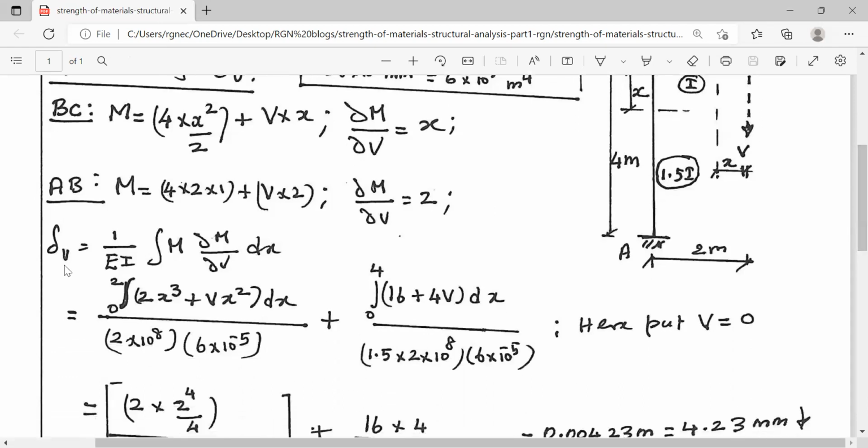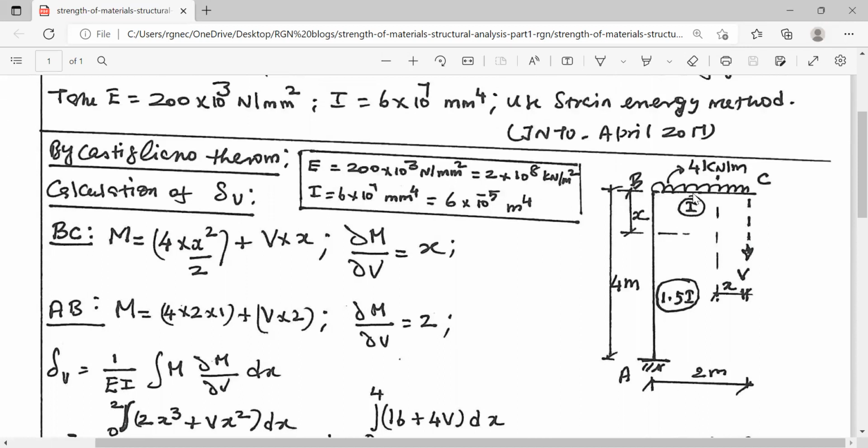Now we will apply the Castigliano's theorem. 1 by EI into integral M into dM by dV into dx. So you apply this for the portion BC as well as AB. For the portion BC, C is the reference point, and the limits are ranging from 0 to 2. Similarly, for the portion BA, the limits are ranging from 0 to 4. B is the reference point.